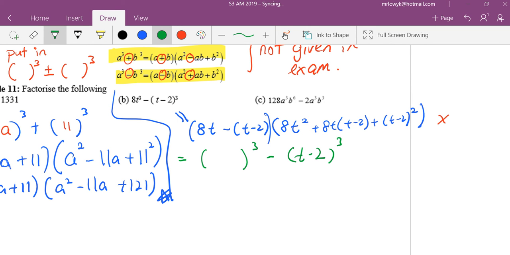Now, the other one, no question, t minus 2 is already in cube. Don't be extra, don't go and expand anything. But the first one, should you write 8t inside? No. What should you write? 2t. Why? The cube belongs to who? T. Cube belongs to 8? No.